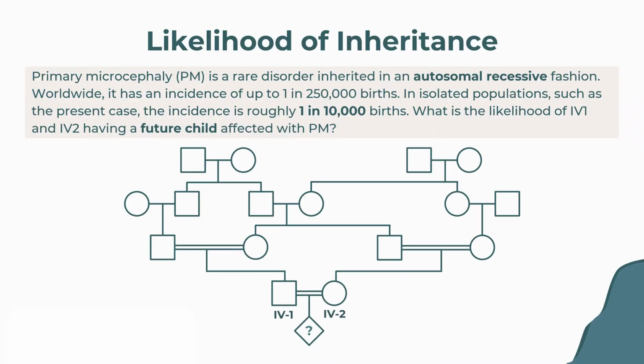Primary microcephaly has an incidence of 1 in 250,000 births, but in certain isolated populations, such as this example, the incidence is nearly 1 in 10,000 births. Given the reduced heterozygosity, what are the chances that IB1 and IB2 have a future child affected with this trait? I'll give you a moment to calculate.